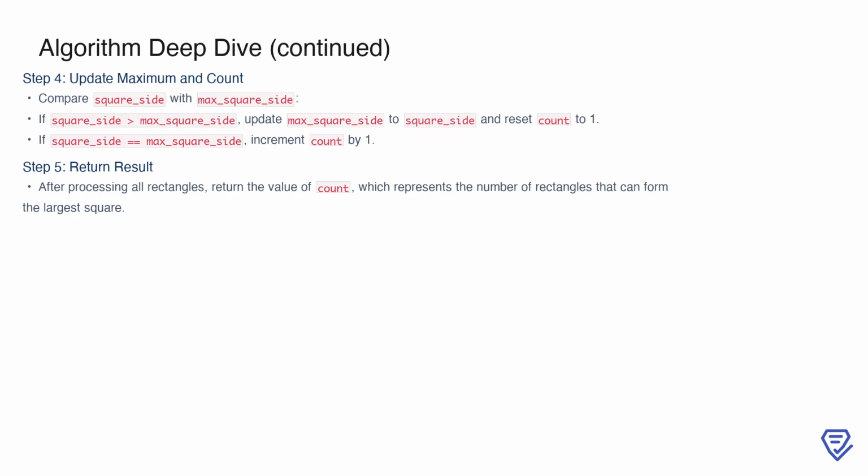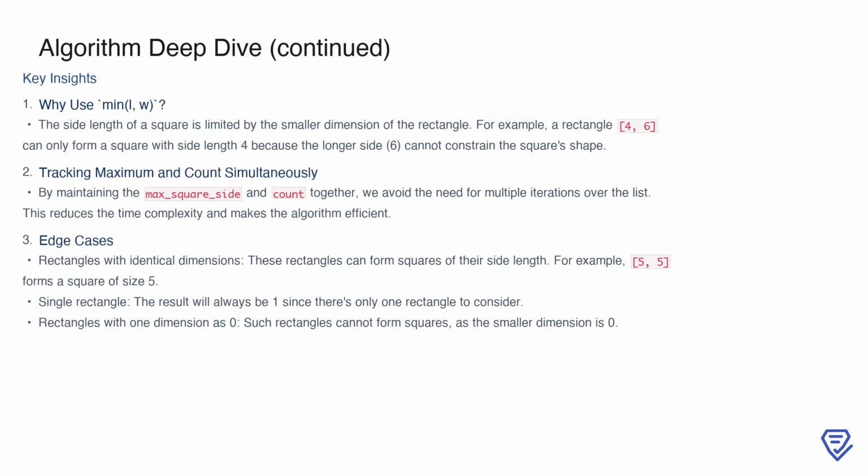To understand why we use min(L, W) for the square side, consider that the smaller dimension of a rectangle limits the size of the square it can form. For instance, a rectangle [4, 6] can only form a square with a maximum side length of 4, as the longer side of 6 cannot constrain the square.